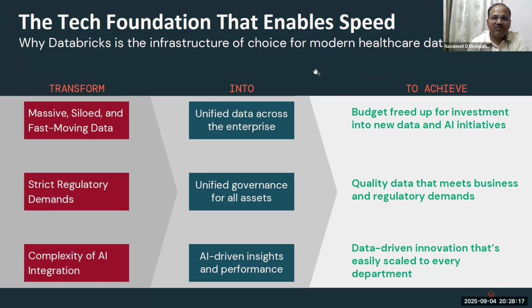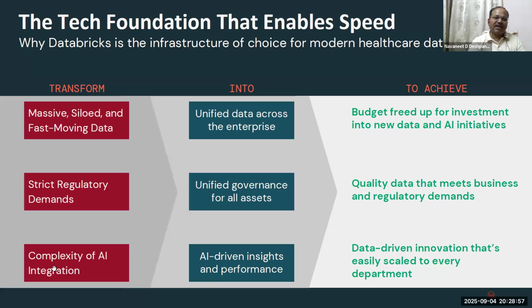Databricks is kind of a case study where we are focusing on massive siloed and fast-moving data into unified data across the enterprise. Everywhere if you go to a hospital, you have got very slow-moving and sometimes very fast-moving data, to be turned into unified data across the enterprise to achieve a budget freed for investments into new data and AI initiatives. Then strict regulatory demands are there, but then unified governance for all assets. It should not be done for the sake of only regulatory demands. It should be unified governance for all the assets. So everybody has to have leverage. Quality data has to meet the business as well as regulatory demands, not just business or just regulatory demands. It should be unified governance.